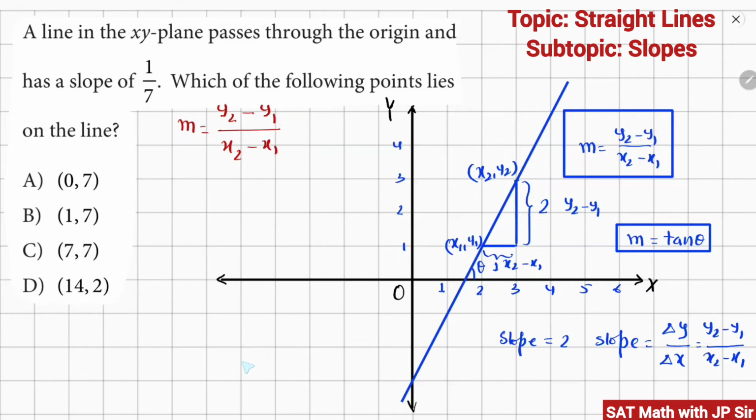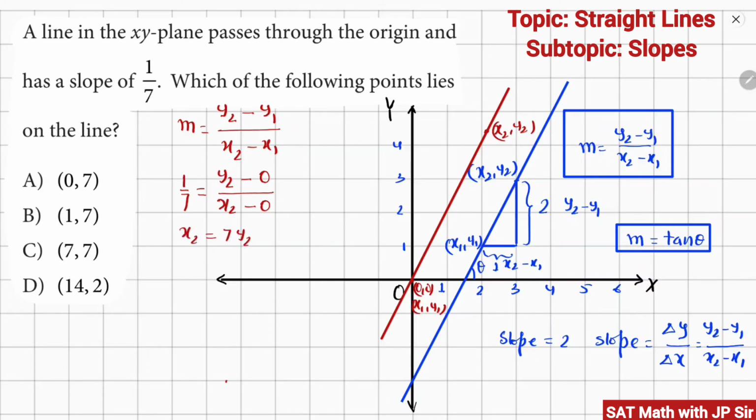So suppose that there is a straight line and this straight line passes through origin, and we have to find what this point is, x2, y2. We have to find this. So now we are going to apply this formula. We will put all the values. x1, y1 is 0, 0 and slope is 1 upon 7. So 1 upon 7 equals y2 minus 0 upon x2 minus 0. That gives us x2 equals 7 y2.